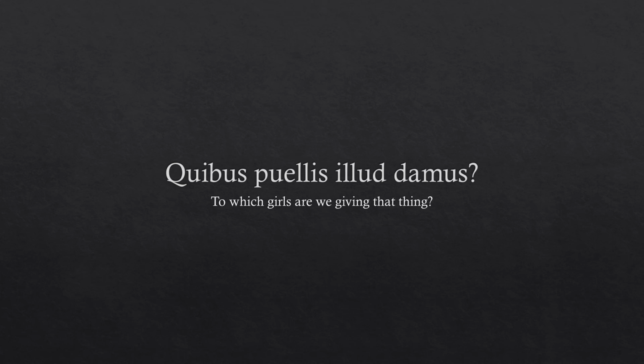To which girls are we giving that thing? Here, our main verb is in the indicative, damus, as compared to the subjunctive, demus. So this is a direct question. It is trying to seek information and it is expecting an answer versus a hypothetical question that we saw in the previous slide. It's very important when translating to make sure that you are always accounting for the mood of your verb.